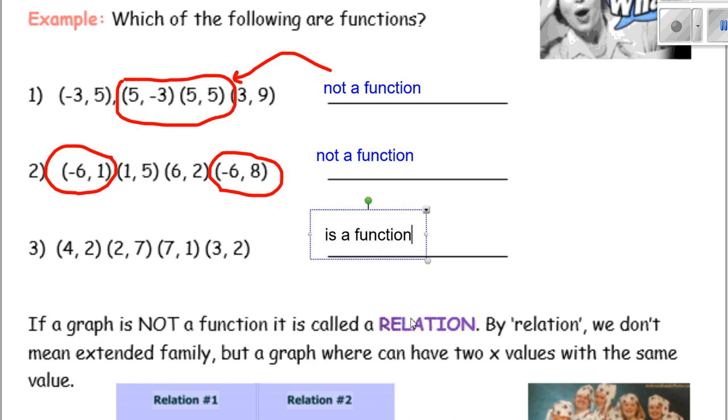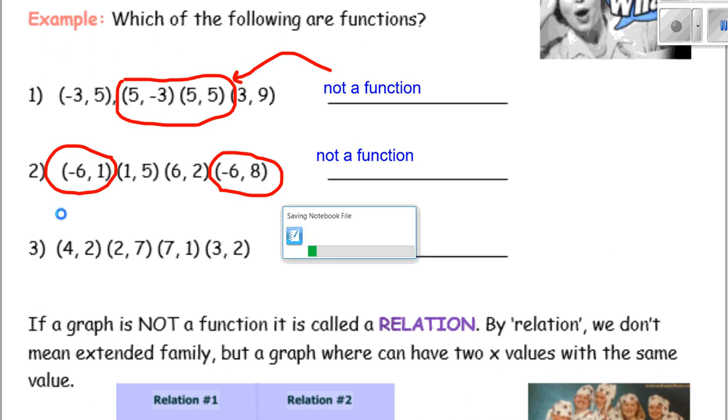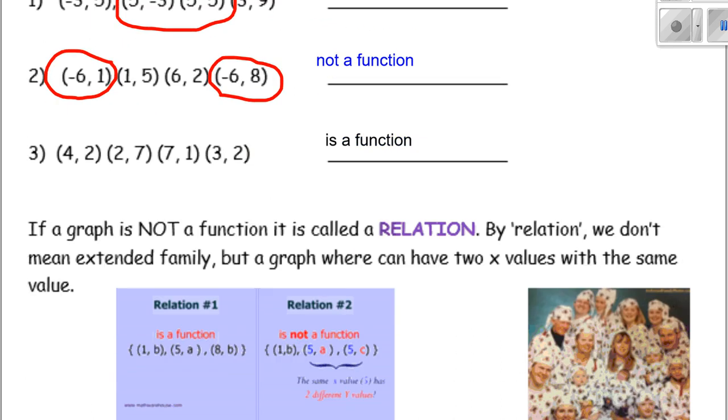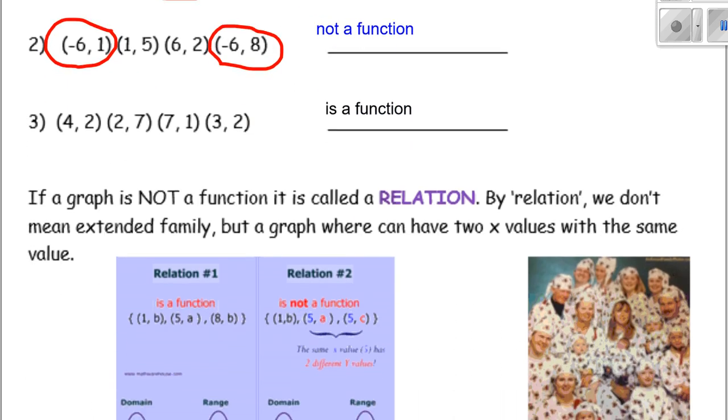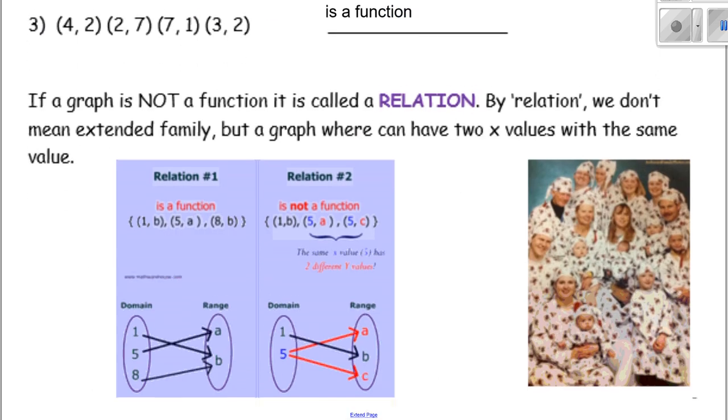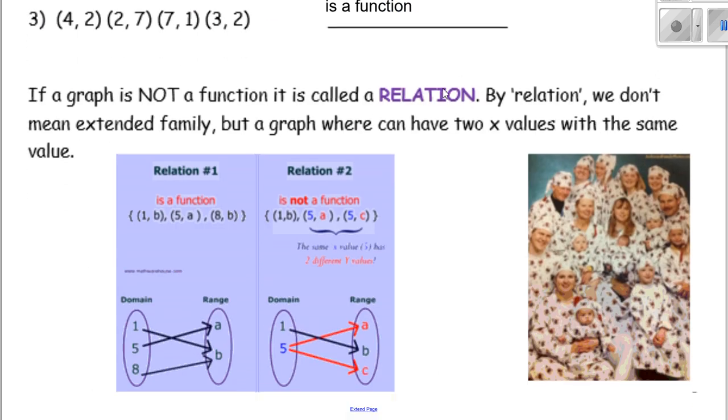Let's say that if a graph is not a function, it is called a relation. So anything plotted on a coordinate plane is automatically a relation. It's just that there are certain relations that are also functions. Relation is like the umbrella term, and function is a certain type of relation. So if it's not a function, it happens to be a relation anyway. But functions are also examples of relations. By relation, we don't mean extended family, not like your relatives, but a graph where we can have two x values with the same y value.